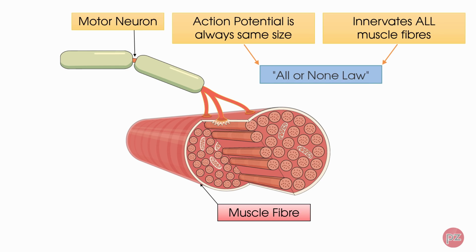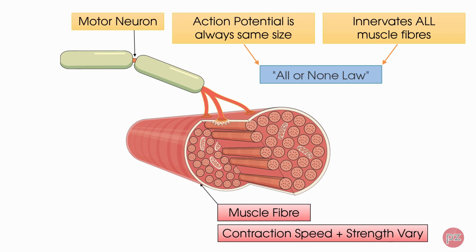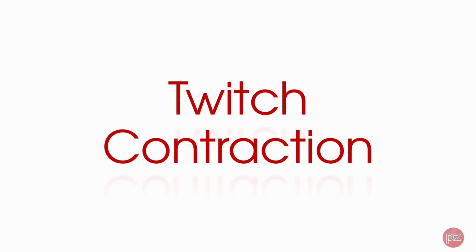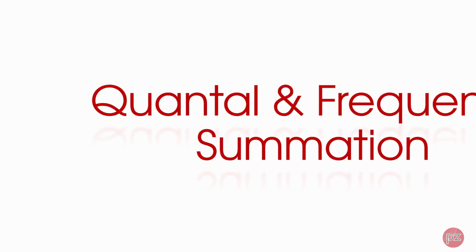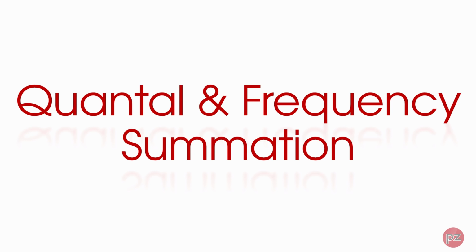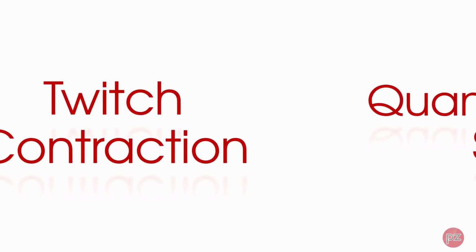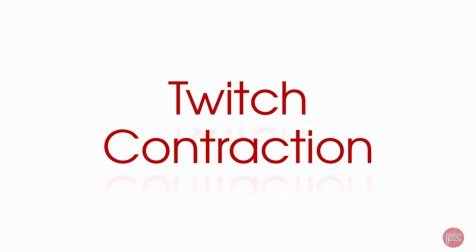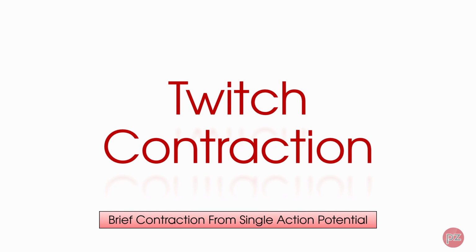In contrast, the muscle fiber contraction in terms of speed and strength does vary, and the key things that determine this are the twitch contraction and quantal and frequency summation. So we'll begin by discussing the twitch contraction. This is the brief contraction of all the muscle fibers in a motor unit in response to a single action potential running down its motor neuron.